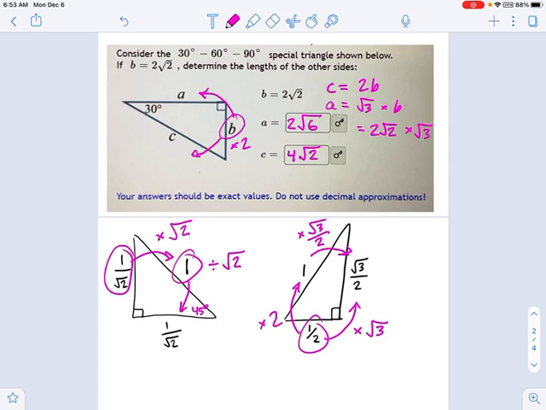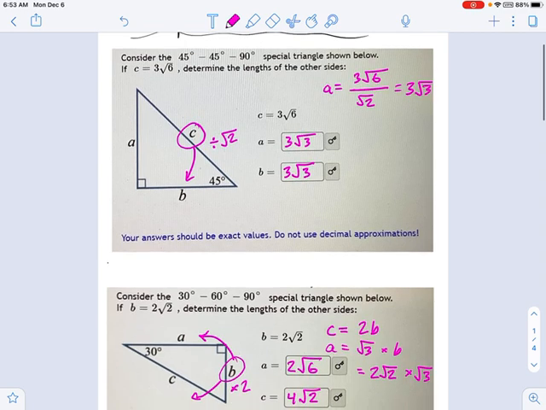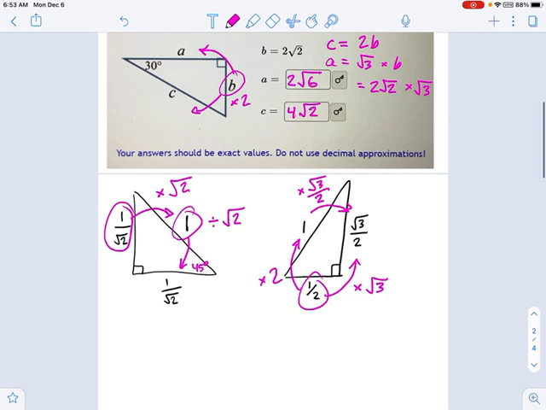Okay, so that should cover most of the examples that you're going to see. I'm not sure which your particular problem has, but just first try to establish whether it's a 45-degree triangle or 30, 60, 90, and then use those ratios that we got from the Pythagorean theorem down here.